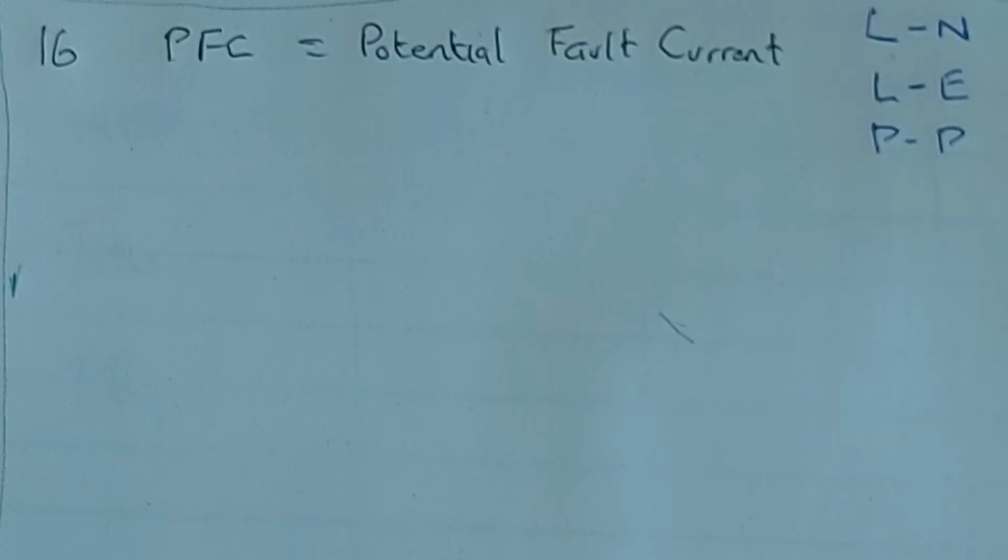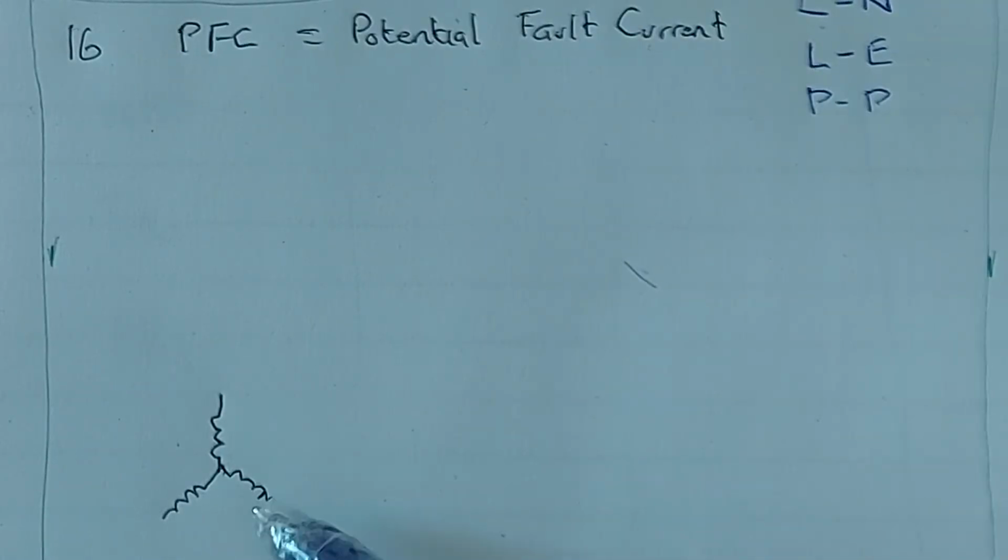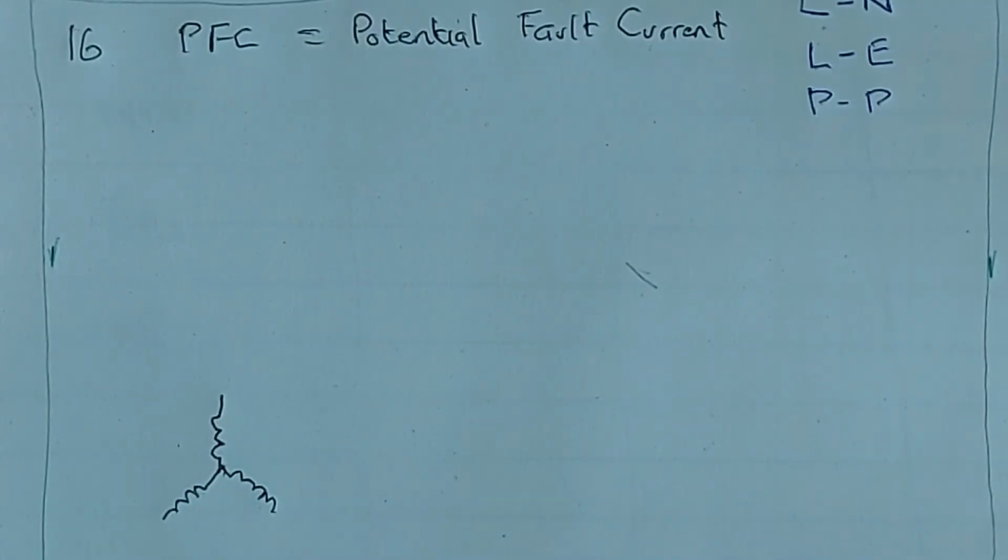So proportionately, 400 volts is almost double 230 volts. So you're going to get double the amount of current flowing. So if you come up to a three-phase circuit, you know that your PFC is going to be between phase to phase. Of course, all these voltages originate from the supply company's transformer.